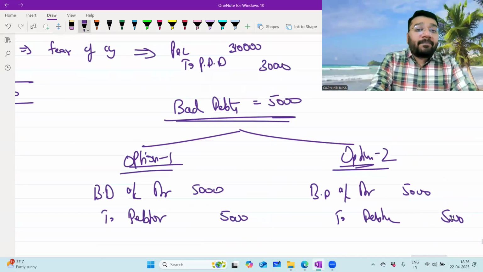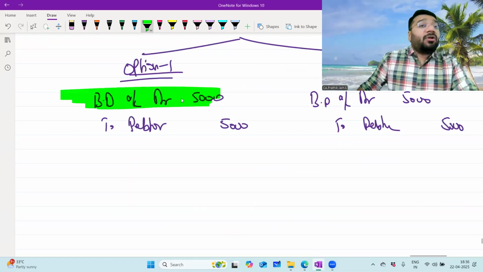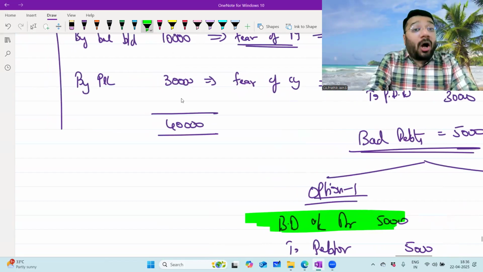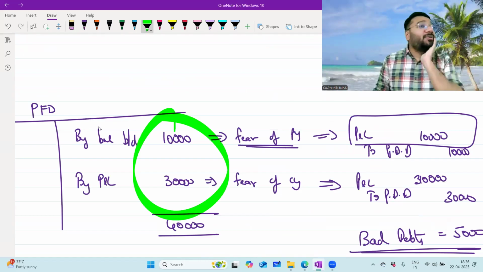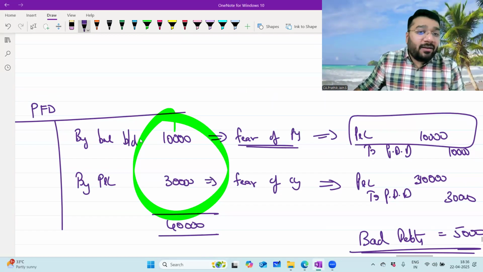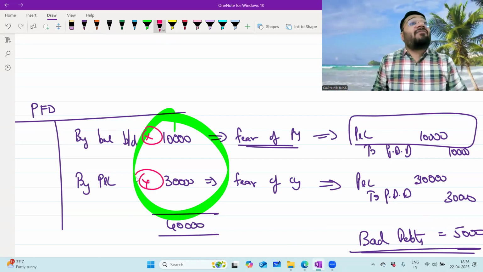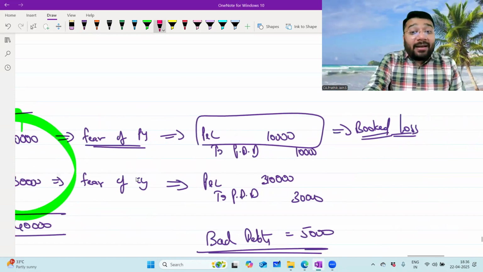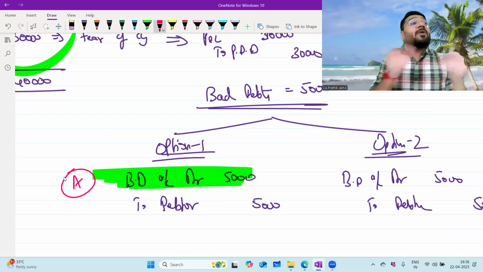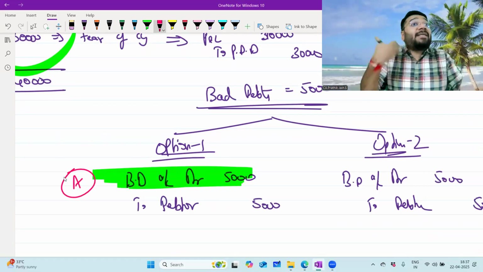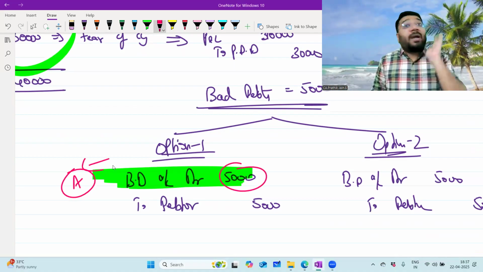In the first option, this bad debt of 5,000, you will assume that this 5,000 is not out of this 40,000. This 5,000 is apart from the 40,000. So this was, let's say, a fear from Mr. X. You thought X will pay this money or not. This was a fear from Y. Will Y pay this money or not? The actual bad debt happened of A. So this is not as per your provision. Out of nowhere, surprisingly, it happened. For this 5,000, which is the bad debt of A, did you create any provision? No.